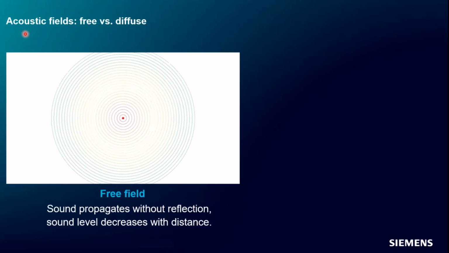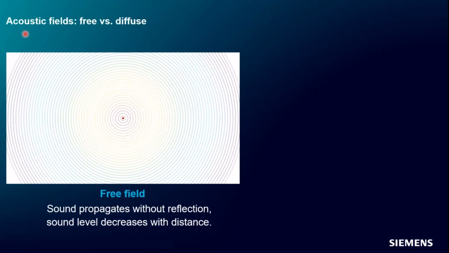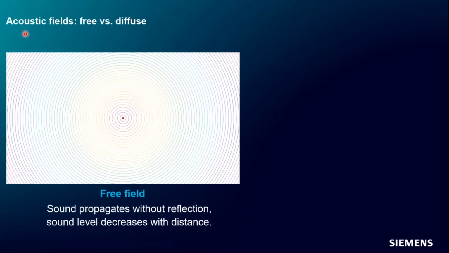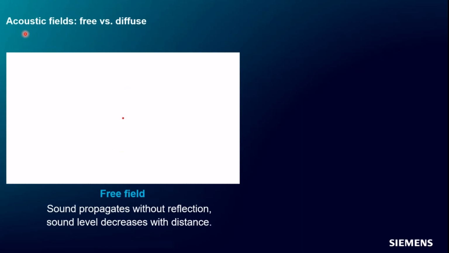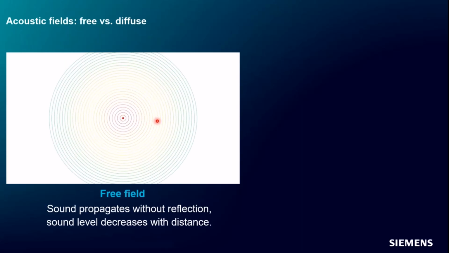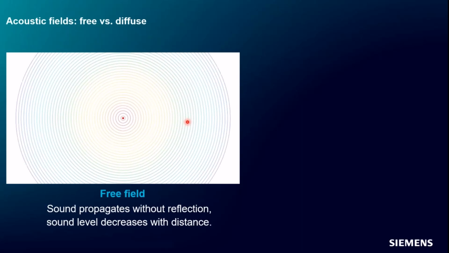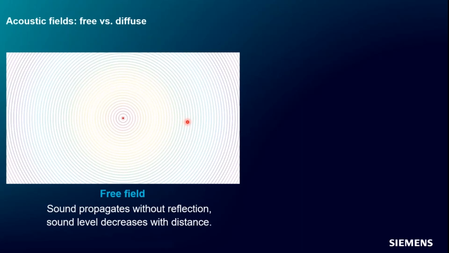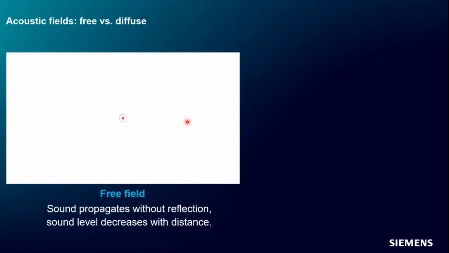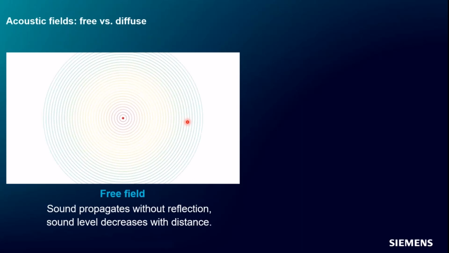You have free field, which is exactly what it sounds like. Picture yourself standing in the middle of an open field with no buildings or trees or anything for the sound to bounce off of, and you shouted or clapped your hands. These sound waves would leave you and propagate out in a spherical wave front, and just go on forever. They would never hit anything, so there would be nothing to create a reflection and bounce back. In acoustics, we call this the free field. It is free of reflection. All of the sound we're measuring is directly from our source.